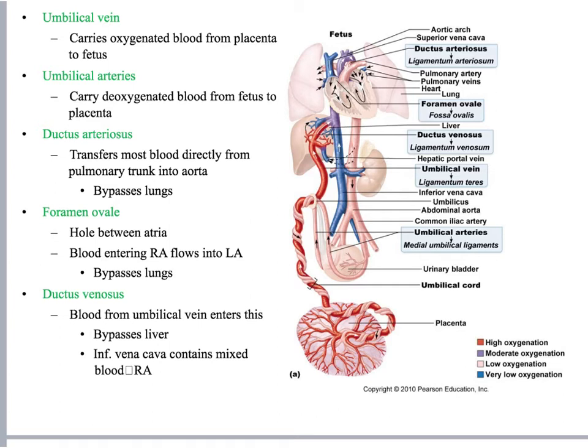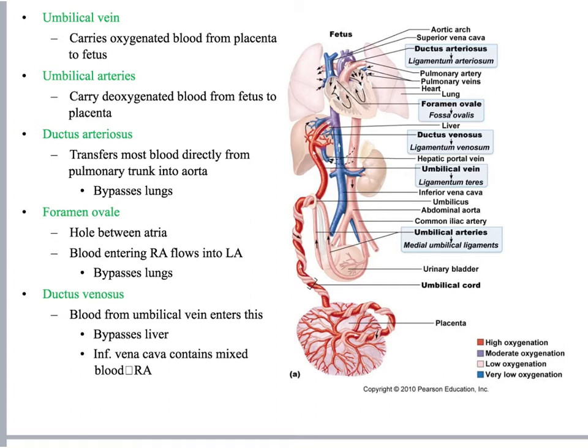And then the last shunt is the ductus venosus. Most of the blood from the umbilical vein enters this, and this allows blood to bypass the liver because the liver is another structure that just doesn't finish until very late in development. This means that in a fetus, the inferior vena cava contains mixed blood. So this mixed blood goes directly into the right atrium, and what I want to talk about now is what happens when that infant is born.